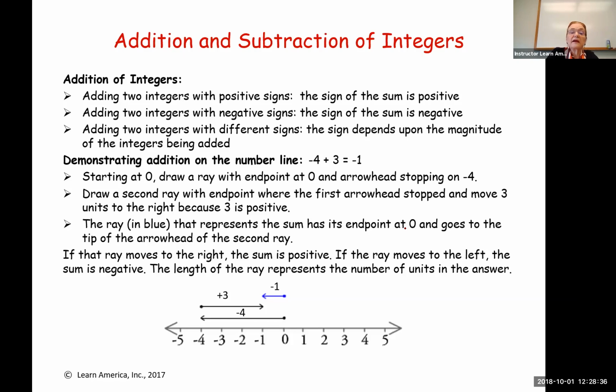So for example, if you are trying to add a -4 to a +3, you can think of this as starting at the origin here and then moving to -4. From that point, you're adding back 3. So the net result is that you've moved from where you started to -1. So that would be the net result of the addition problem. The ray in blue represents the sum having its endpoint at 0 and going to the tip of the arrowhead of the second ray. Now, if the addition gives you a ray that moves to the right, then the sum is positive. If the ray moves to the left, the sum is negative, and the length of the ray will represent the number of units in the answer.